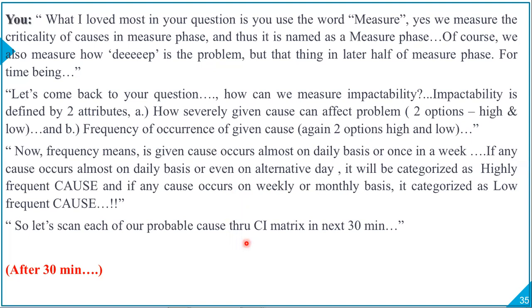So all they did, of course, with you as the Six Sigma green belt, is that you facilitated that exercise of prioritizing probable causes through the CI matrix, and segregated the critical causes out of the CI matrix. That's what you were going to do with them, and you did it. And once you're done with that, let's see what you and the team have exactly done.